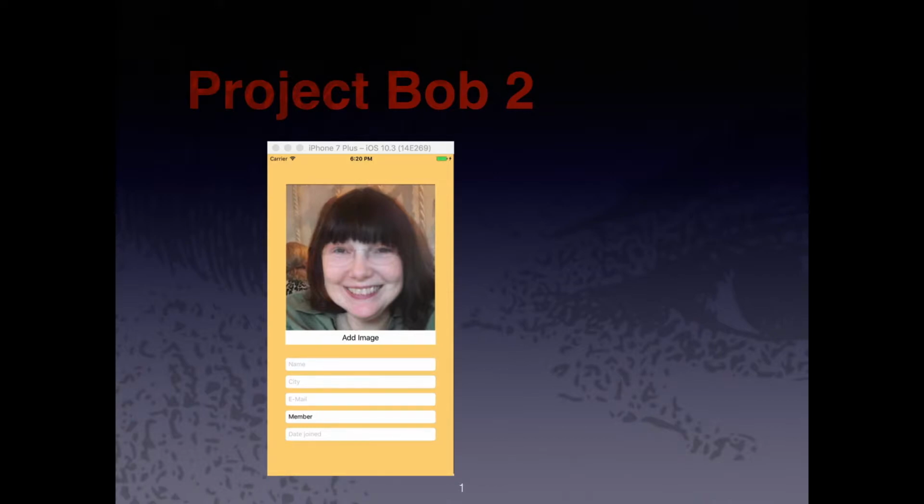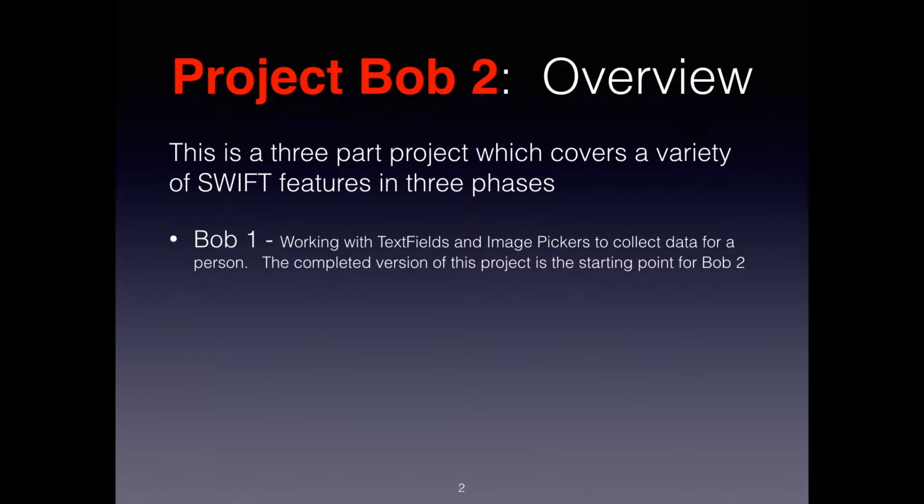But to make a long story short, this is a continuation. It's part 2 of that. So now we have an initial screen, the purpose of which is to capture data about a member of a group: his name, what city he lives in, his email, his status. Is he a member? Is he a guest? Is he a presenter? Is he an organizer? And so on. So that's what we did in Bob 1.